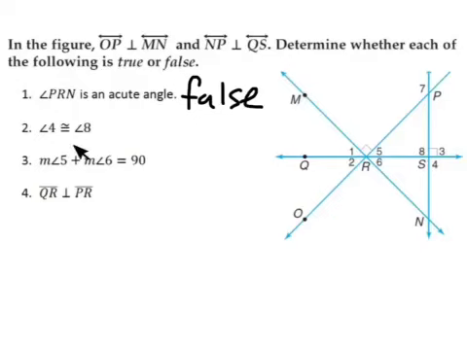How about this assumption? Is it true that angle 4 is congruent to angle 8? Well, at this angle of the diagram, angle 4 and angle 8 are vertical to each other. Therefore, yes, they are indeed congruent. Therefore, it's true.